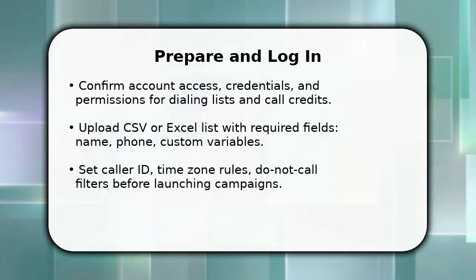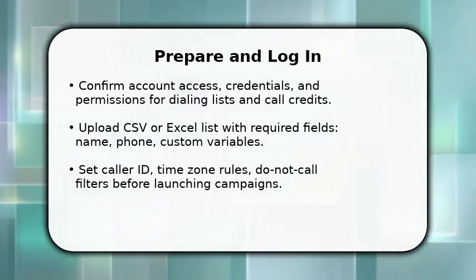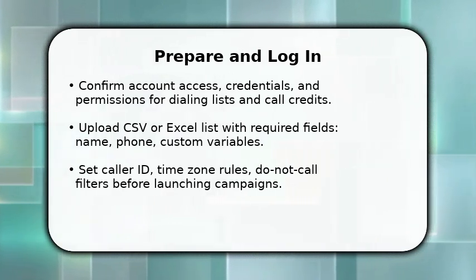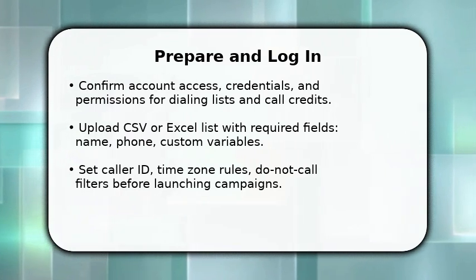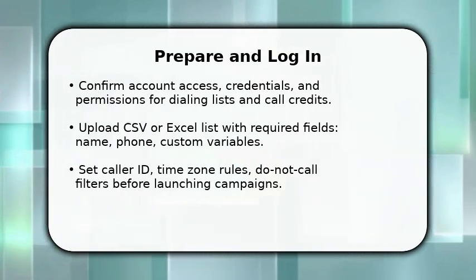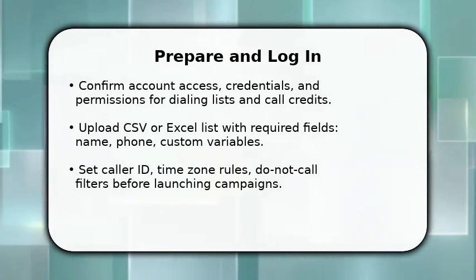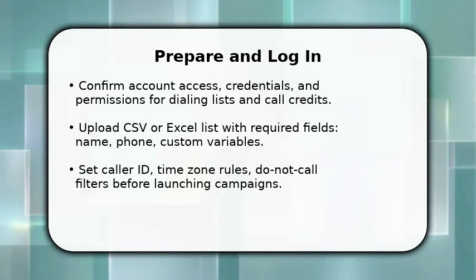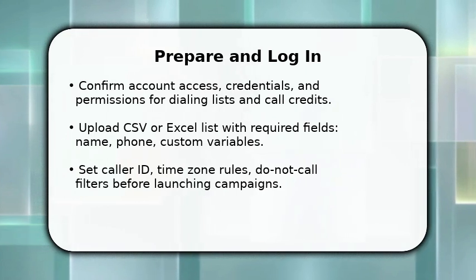You start by confirming account access and essential permissions so the system can dial on your behalf. Once logged in, upload your contact list as CSV or Excel and map required fields like name, phone, and any custom variables. Configure caller ID, select time zone restrictions, and enable Do Not Call filters so you avoid legal issues. This ensures your first runs are compliant.